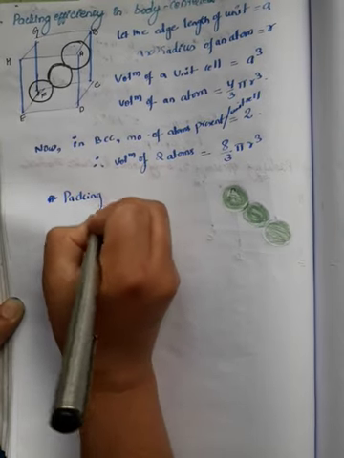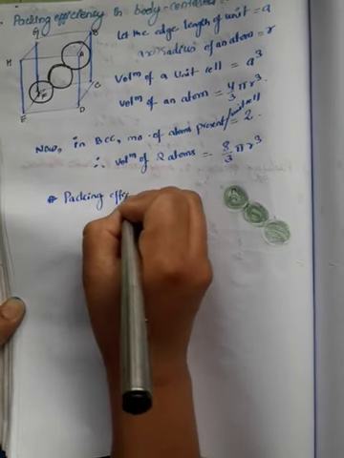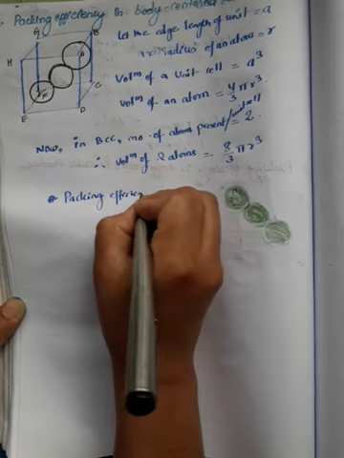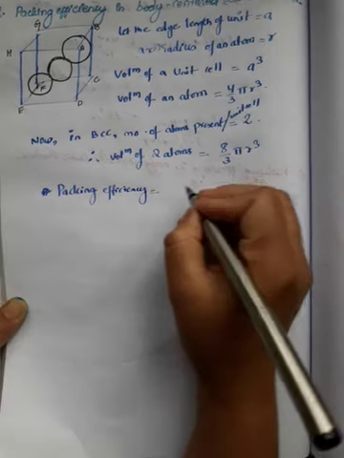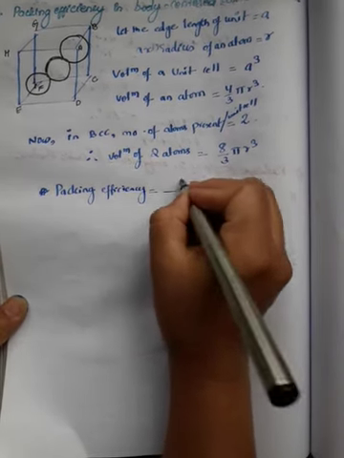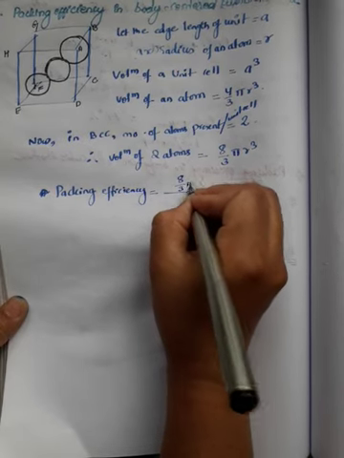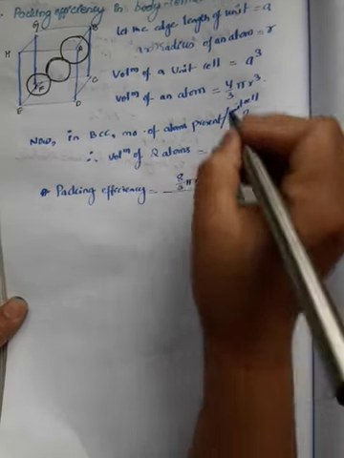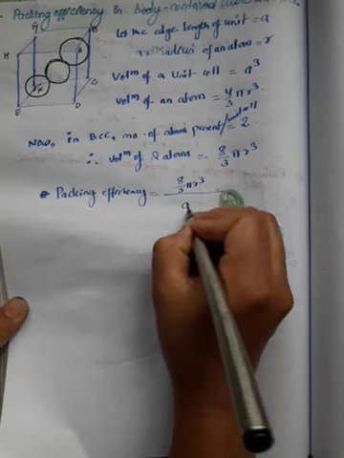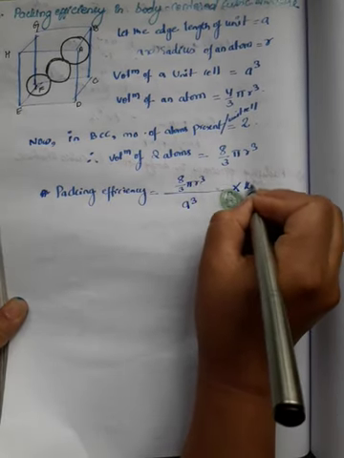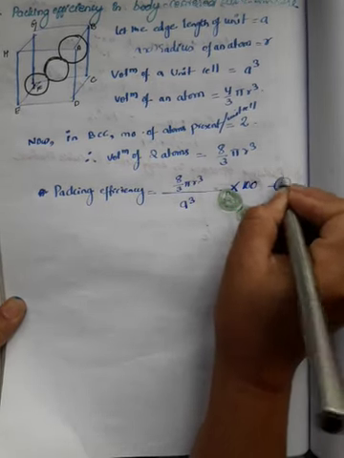So packing efficiency is the volume occupied by 2 atoms, which is 2 × 4/3 π r³, divided by the volume of a unit cell, which is a cube, times 100. So let this be equation 1.